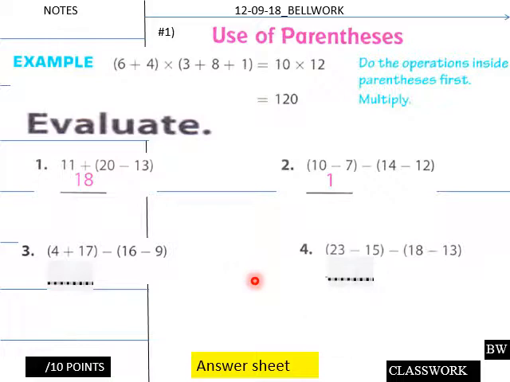1 is 18, 2 is 1, 10 minus 7 minus 14 minus 12. So it'll be 3 minus 2 here. Here would be 11 plus 7. Here would be 21 minus 7. And then here would be 23. It'd be what? 8 minus 5.